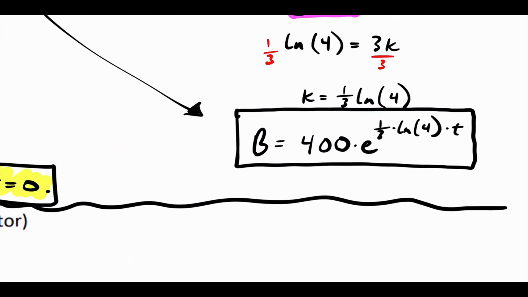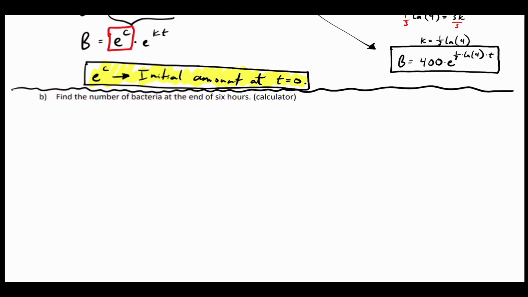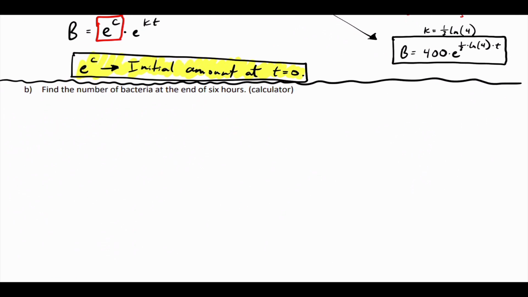Here's the nice thing. We just did pretty much the hard work. After this is our formula we're going to use for these problems. So when they ask us questions, we're just going to plug numbers in, get an answer. That's what we're going to use our calculator for. Okay, so here we go. Find the number of bacteria at the end of 6 hours.